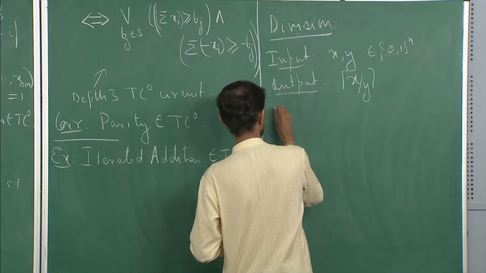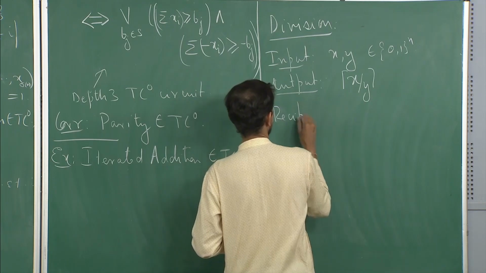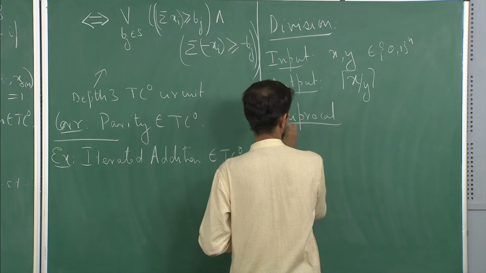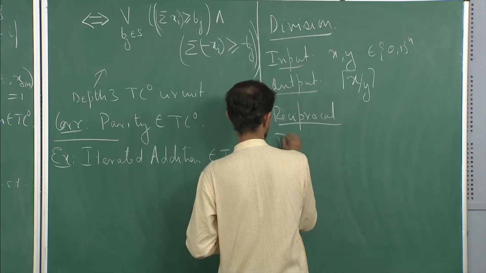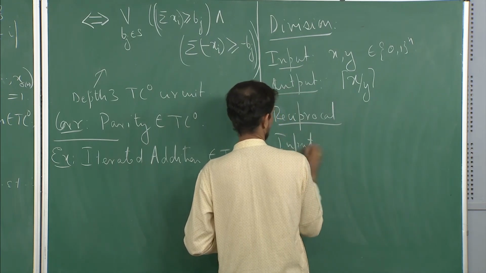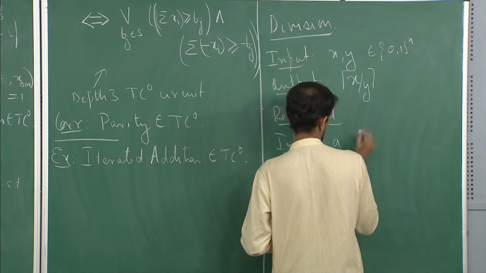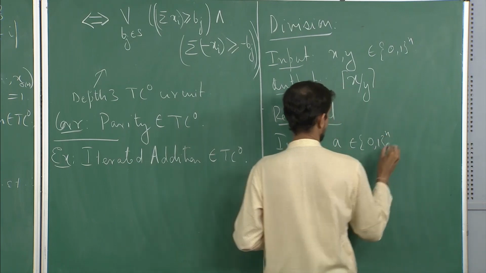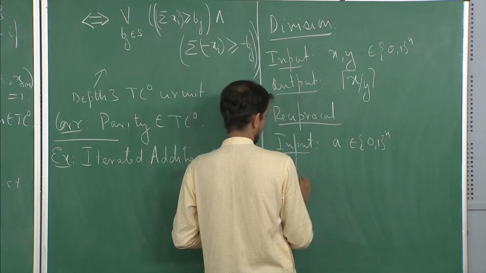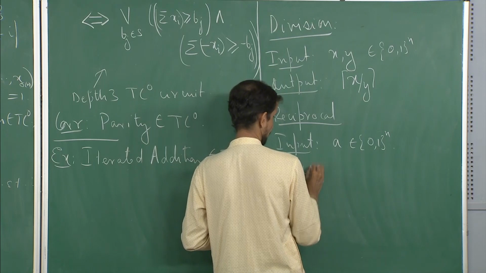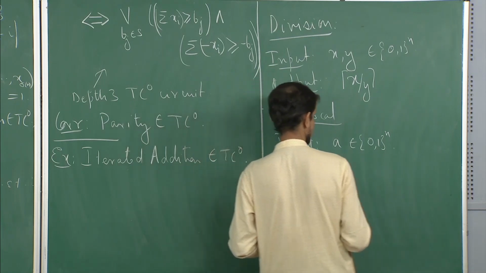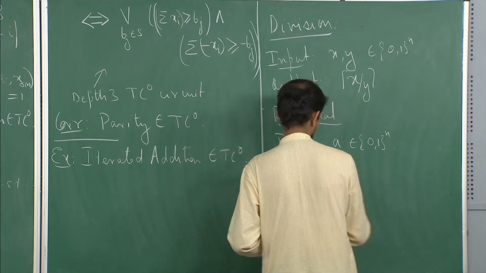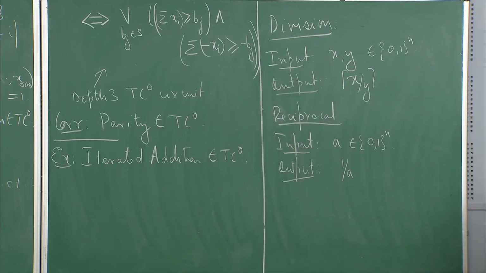And in fact what we will show is something a little different. So let me define another problem, reciprocal. So reciprocal is, we have input, let's say some number a, and what we want to output is one over a. Okay, so we need some assumption over here.